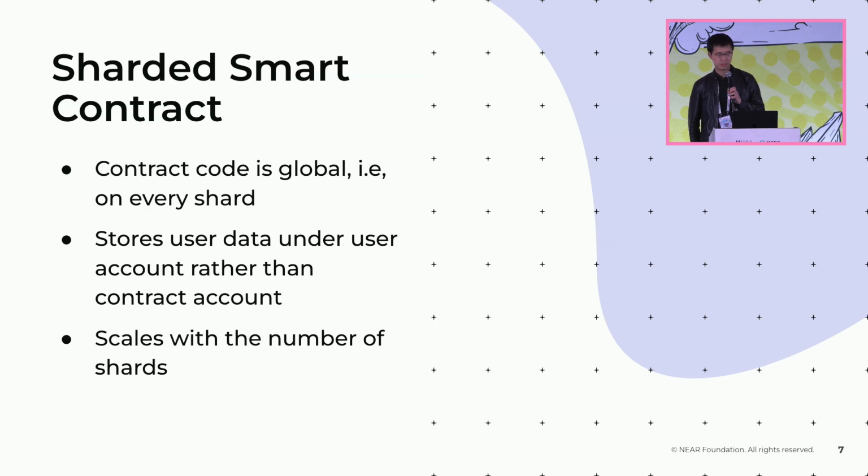Okay, so how do we address that problem? The solution is what we call a sharded smart contract. What does it mean? It means that the smart contract essentially exists simultaneously on all shards. The contract code is global, it's available on every shard, and instead of storing the user data on the smart contract account, it actually stores it under the user account on each shard. So in this way, it scales linearly with the number of shards and actually leverages the power of sharding.